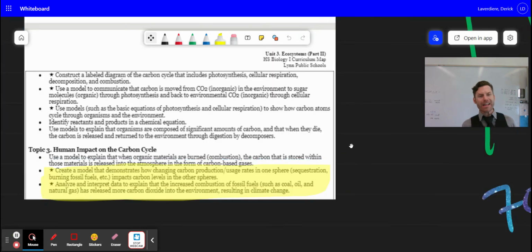And look at that, it's the last bullet point I want to talk about. And these bullet points say, create a model that demonstrates how changing carbon production and usage rates in one sphere impacts carbon levels in other spheres. Also analyze and interpret data to explain that increased combustion of fossil fuels has released more carbon dioxide in the environment, resulting in climate change. I'm just going to do the first part of that.